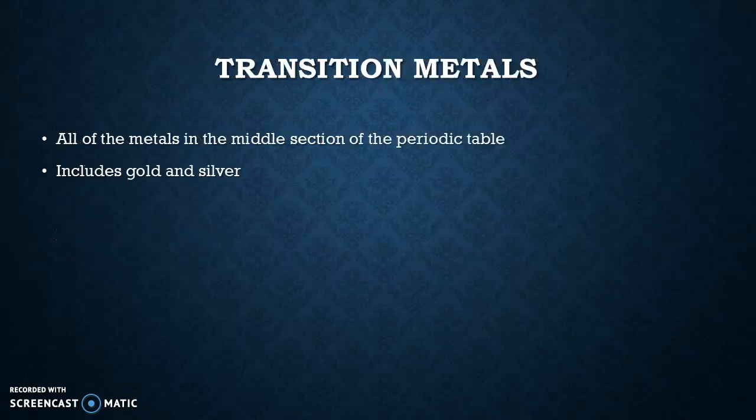Transition metals are all the metals in the middle section of the periodic table, which include gold and silver, and they each have their own kind of properties. They're not exactly like the metals from your first two groups. They're slightly different. Here you'll have more isotopes and stuff like that that go with it.